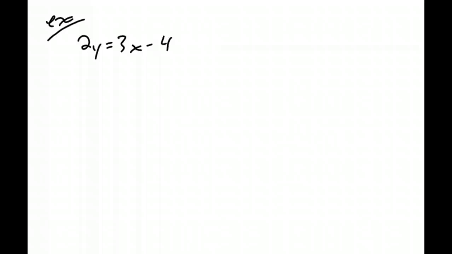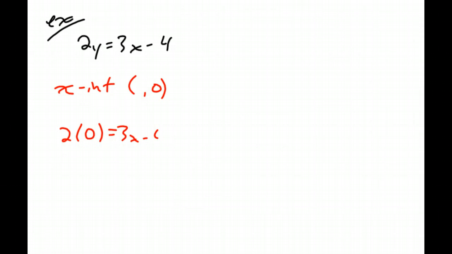Okay, I'm going to do one more example of this, 'cause this is pretty straightforward. All you're doing is plugging in 0 and finding the other one. So say we're looking for x-intercept. I know that my y is 0. So if I put in 0 for y, I have 2 times 0 equals 3x minus 4. 2 times 0 is 0, so I have 0 equals 3x minus 4.